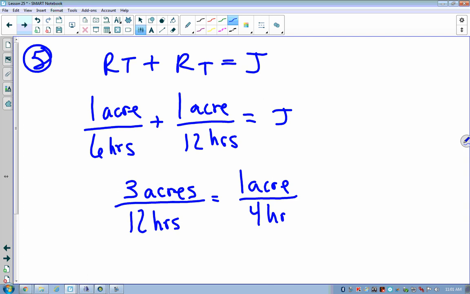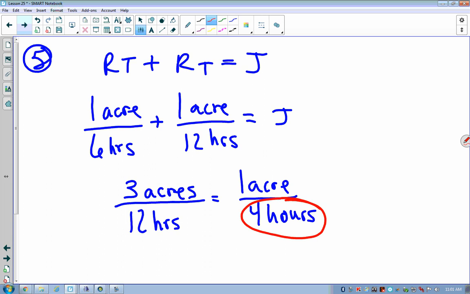And that was the question: how long would it take them working together to plow 1 acre? They could have asked how long it would take them working together to plow any number of acres. We would have had to use this. So if they said 2 acres, we would have gotten 8 hours. But because it worked out with our rate, 4 hours is their rate to plow 1 acre together. Okay, does that make sense?